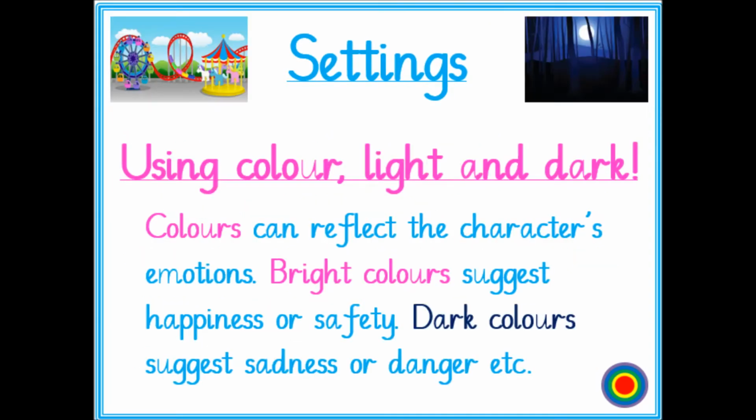Using colour, light and dark. Now this takes us back to when we were filming. Using colour, light and dark. Colours can reflect the character's emotions. We know this from Up. Bright colours suggest happiness or safety. Dark colours suggest sadness or danger. So when you're writing today, you'll be mostly using dark colours, but next week when you're writing about your school, you might want to think about different colours that you see yourselves within school buildings.